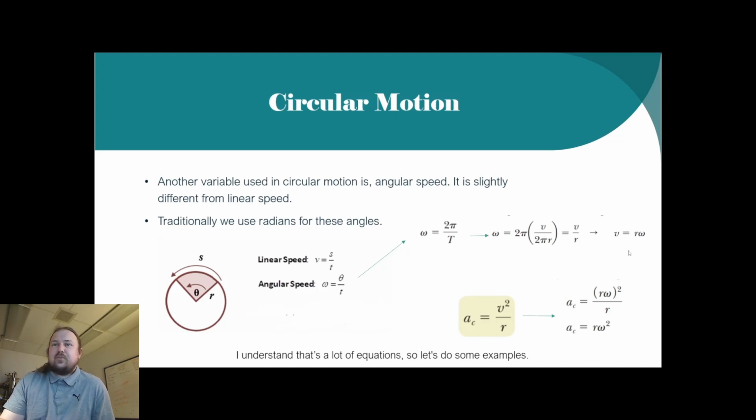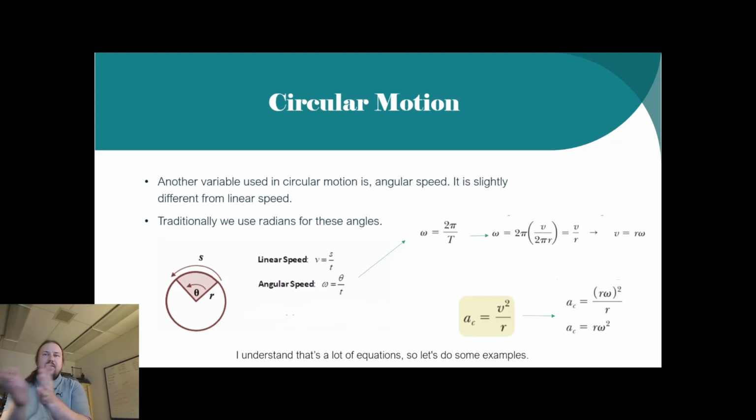Okay, so how does this work here? We have our centripetal acceleration equation, which is just v squared over r. But let's say I don't know what the linear speed is. I only know what the angular speed is. Maybe that's what's given in the problem. How do I convert that? How do I get things to go around?